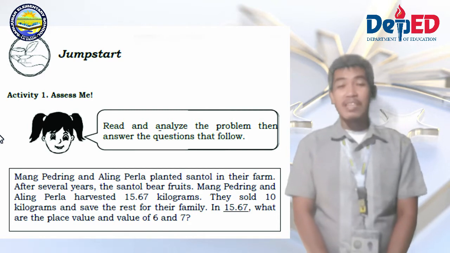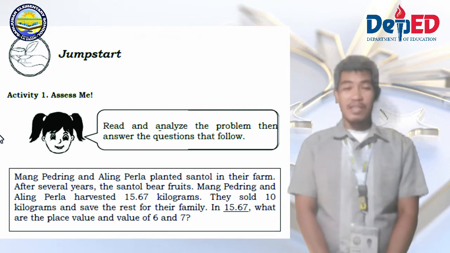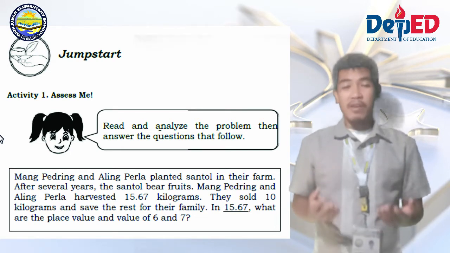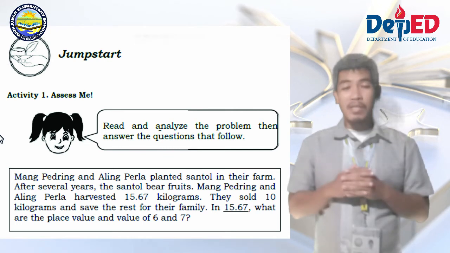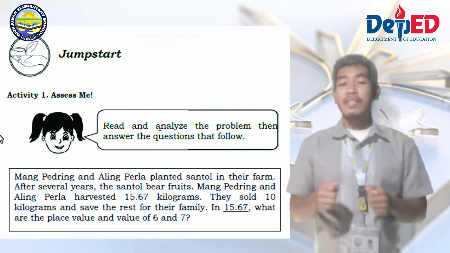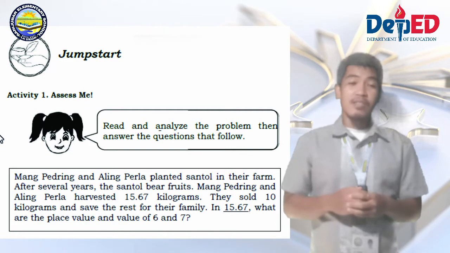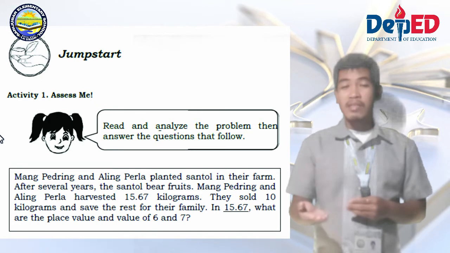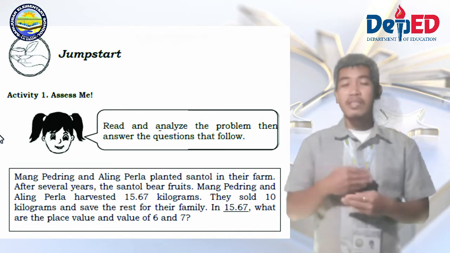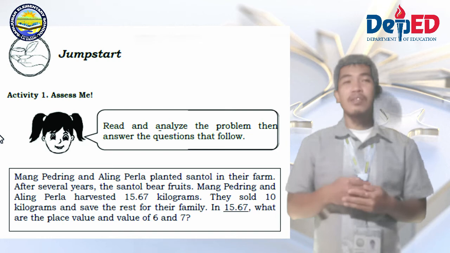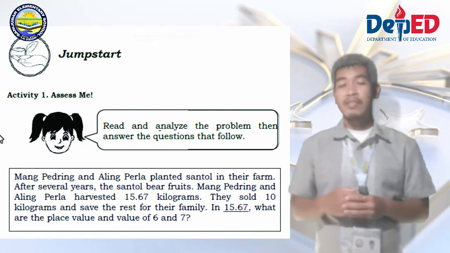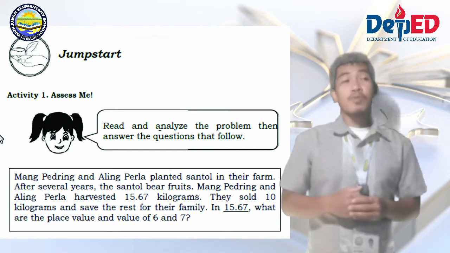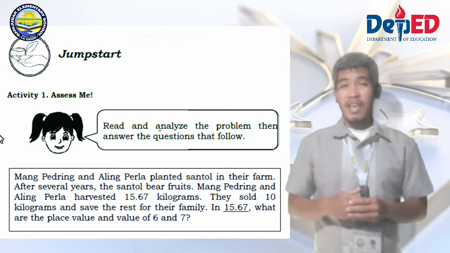Mang Pedring and Aling Perla planted santol in their farm. After several years, the santol bear fruits. Mang Pedring and Aling Perla harvested 15 and 6,700 kilograms. They sold 10 kilograms and saved the rest for their family. In 15 and 6,700s, what are the place value and value of the digits 6 and 7?